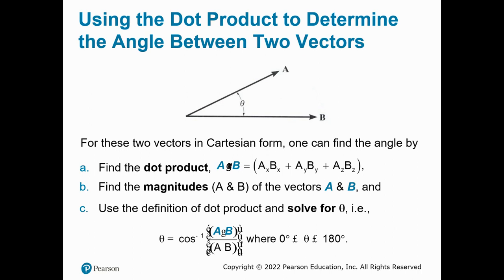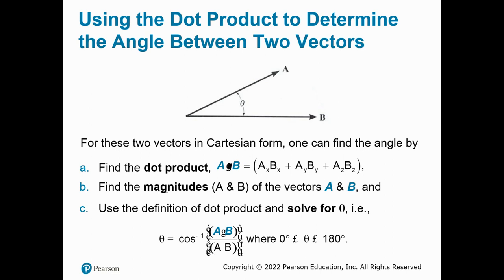For these two vectors in Cartesian form, we can use the dot product to find the angle. Let's say I have two vectors, vector A and vector B. The angle between them is theta. We don't know what this theta is, but we can find out by using the dot product. So first we're going to find the dot product. You're going to calculate what A dot B is. What is the result of A dot B?